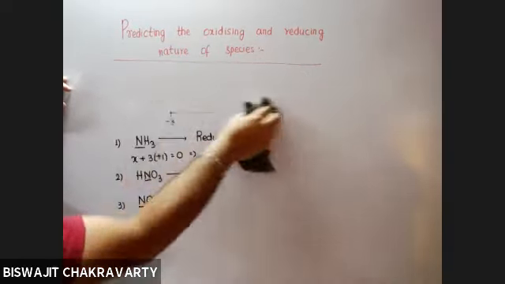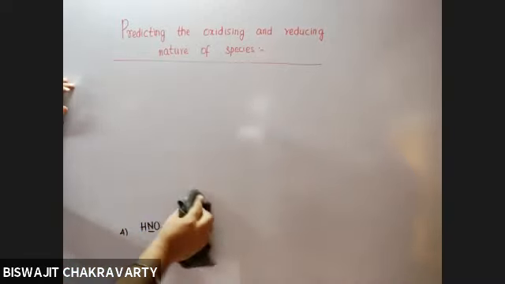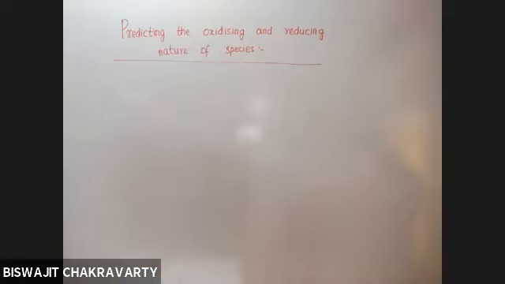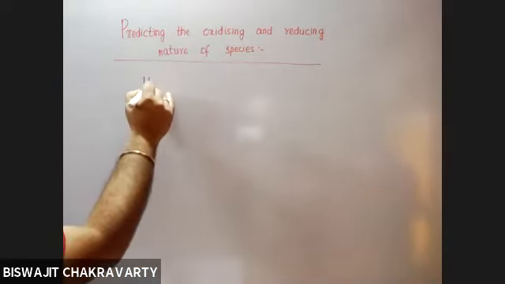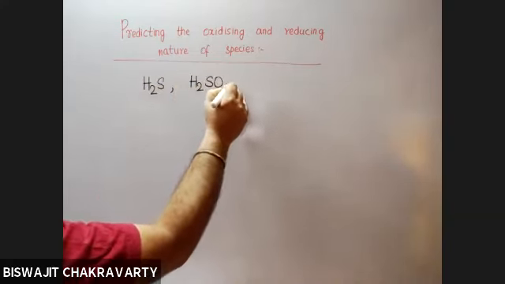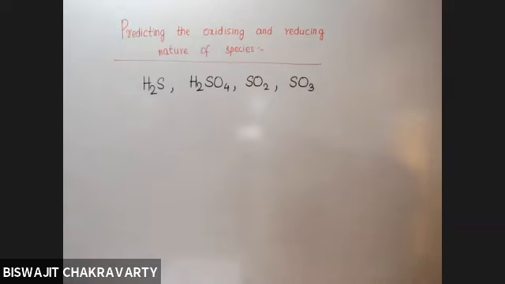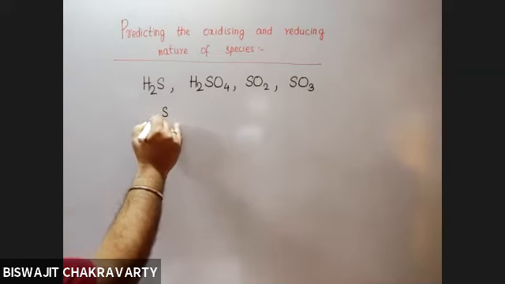Now suppose instead of nitrogen compounds, I give you sulfur compounds: H2S, H2SO4, SO2, SO3. Okay. So obviously this time nitrogen's range will not help us. We will have to calculate the range for which element now? Sulfur. Atomic number of sulfur is 16.